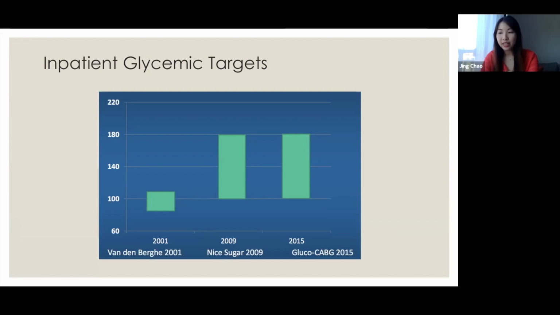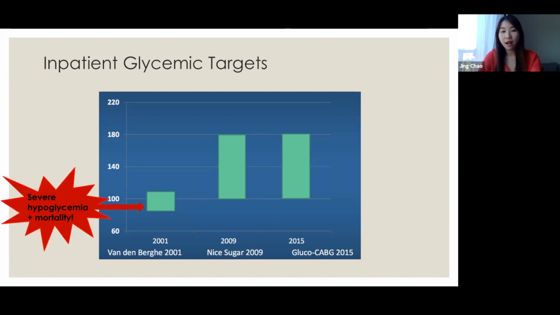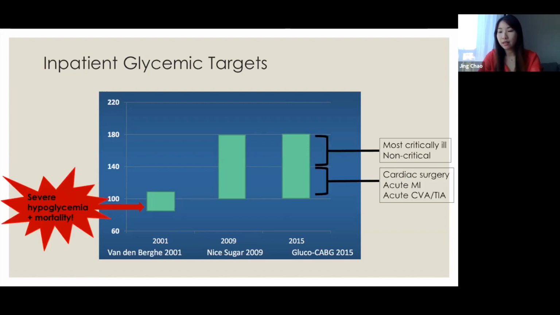Recommended blood glucose target for most critically ill patients and non-critical patients is now between 140 and 180. A more stringent target of 110 to 140 has been proposed for the following patients: cardiac surgery patients, patients with acute myocardial infarction, and also in the context of acute stroke or TIA.